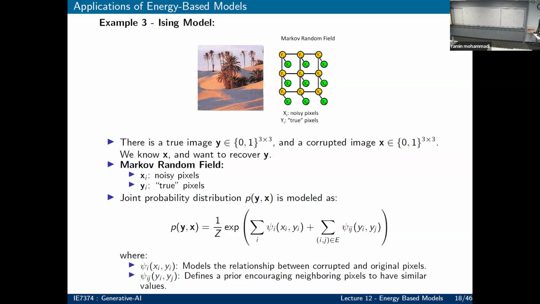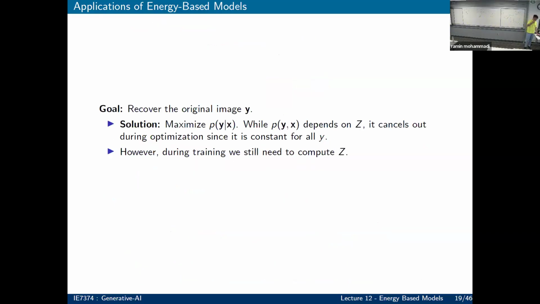The first term compares the actual pixel with the noisy pixels. The second term only focuses on the real image and says how similar the neighboring pixels in the real image are to each other. That's the idea here for the Ising model. We train this type of model to denoise the image. We don't want to focus on the Ising model because this is just an example.